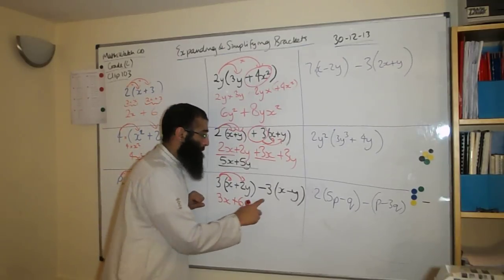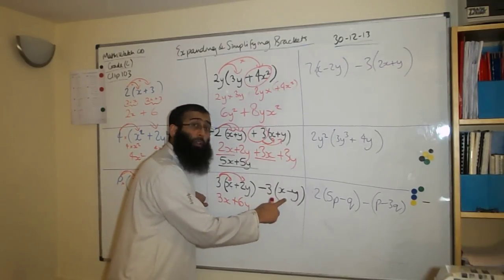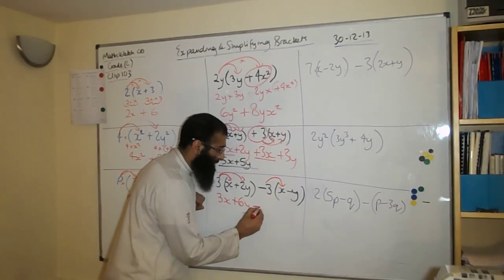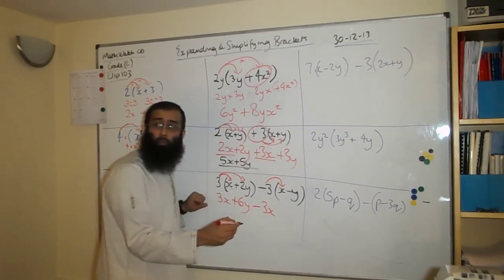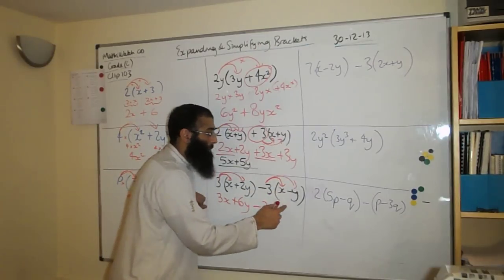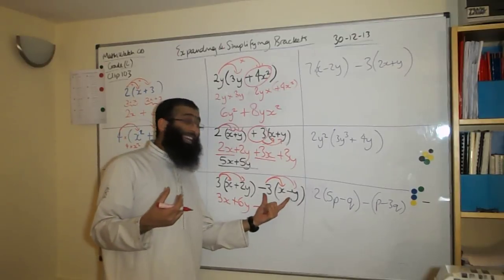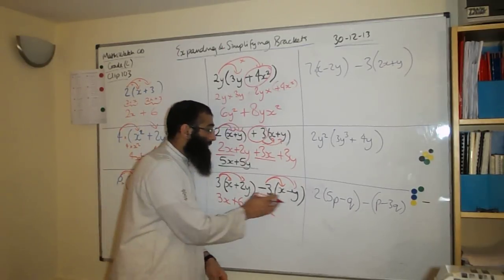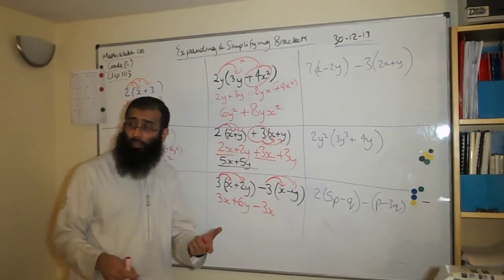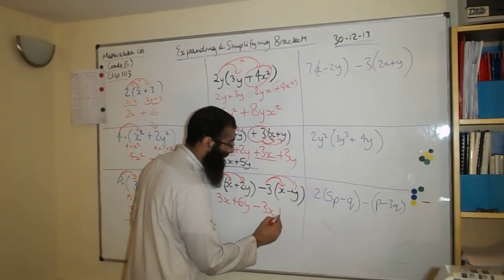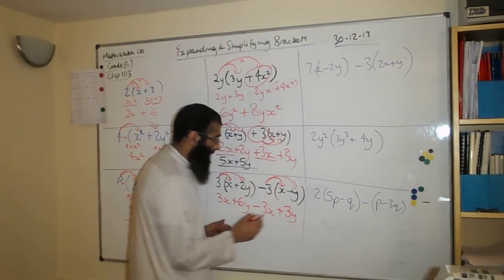Let's get this sorted. We have minus 3 now, times by the x. Minus 3 times by the x will give us minus 3x. We have minus 3 times by minus y. Now here's the negative numbers coming back in now. When you have two negatives, when the signs are the same, the answer is always plus. So minus 3 times by minus y will give us an answer of plus 3y.